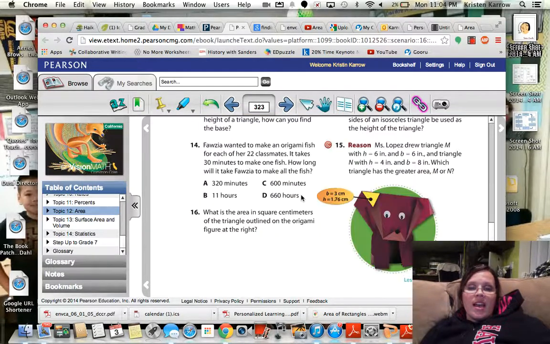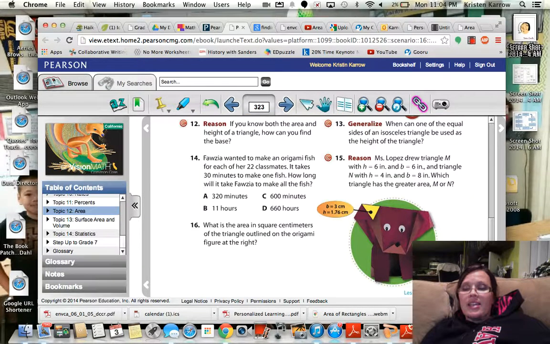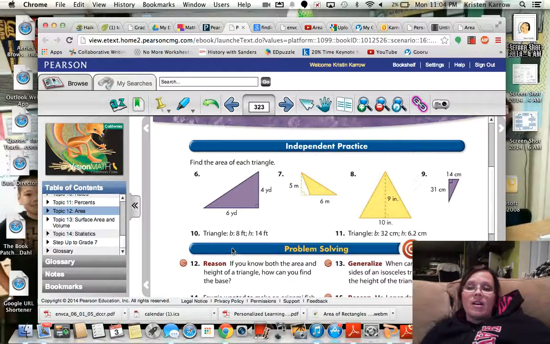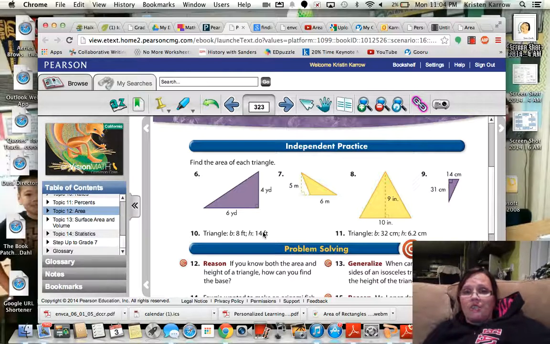Okay. And when you get to number 10, they didn't draw the picture out for you, but they're giving you the information that the base is 8 feet and the height is 14 feet. Plug it into your formula and solve.